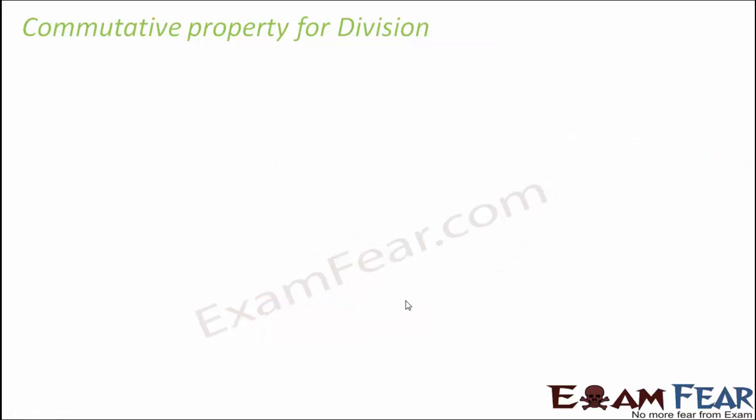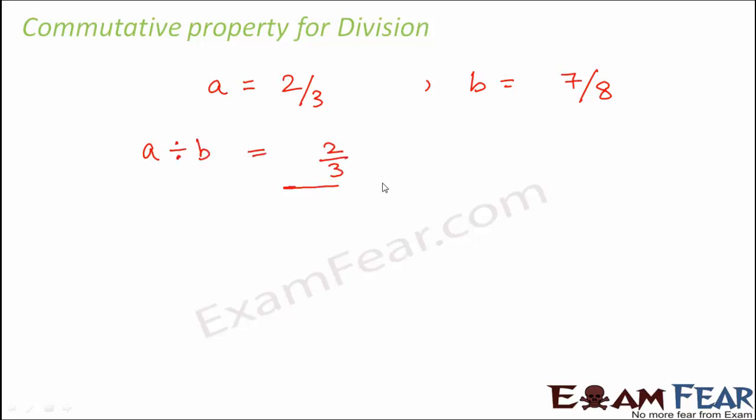Now let's talk about division. Division is again going to be interesting because this is again not going to hold true. So a is 2 by 3, b is, let's say, 7 by 8. In this case, a divided by b would be 2 by 3 divided by 7 by 8, which will come out to be 2 by 3 into 8 by 7. So this comes out to be 16 by 21.